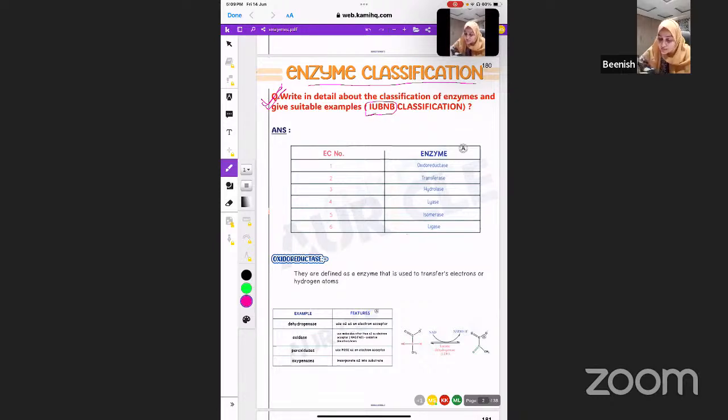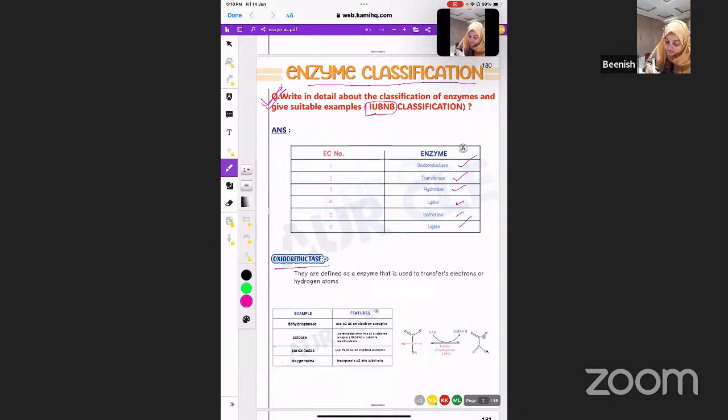According to the IUBMB classification, enzymes have been classified into 6 different classes. They are oxidoreductases, transferases, hydrolases, lyases, isomerases, and ligases. So these are the 6 important classes into which enzymes are classified.